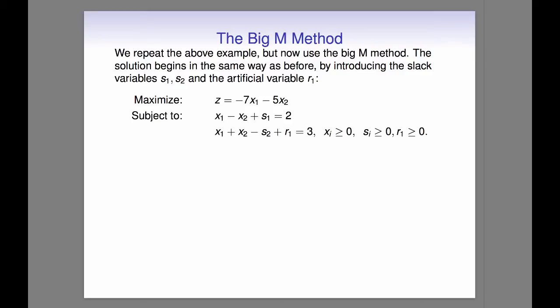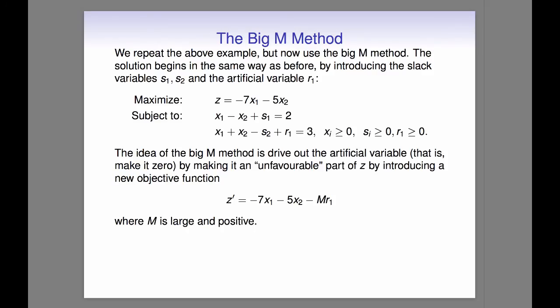The Big M method is very, very similar, but there's just a single phase now. What we do in fact is we put the two phases together. So we start in the same way with our slack variables and our artificial variables, that's exactly the same. And we then introduce a new objective function, which is the old objective function minus m times R1, where m is some arbitrary, unknown, but very large positive number. The idea is it's much larger than any of the other numbers present.